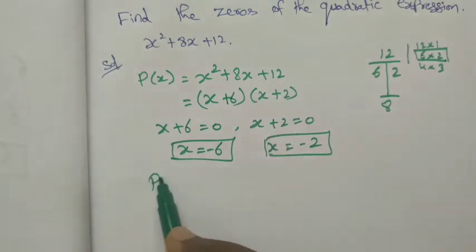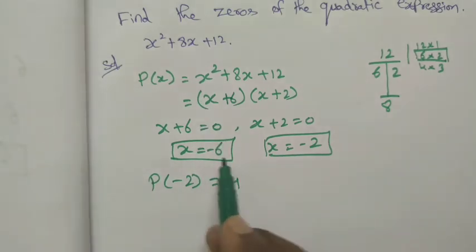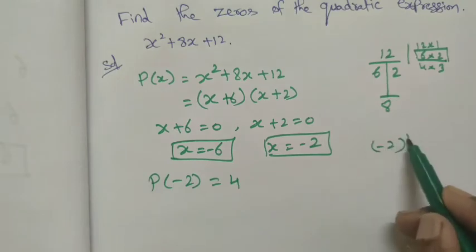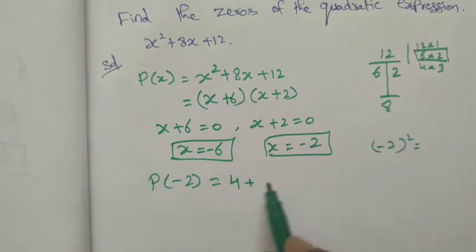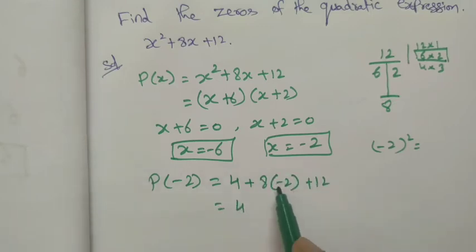Let's see, p of minus 2 is equal to minus 2 whole square, which is minus into minus plus, 2 2s are 4, plus 8 into minus 2 plus 12. So 4 minus 8 plus 12. Sorry, 2 8s are 16 here. If you add this, we get 16 and minus 16 equal to 0.